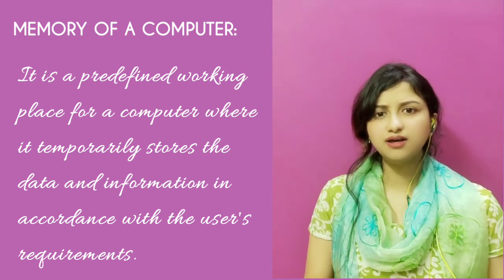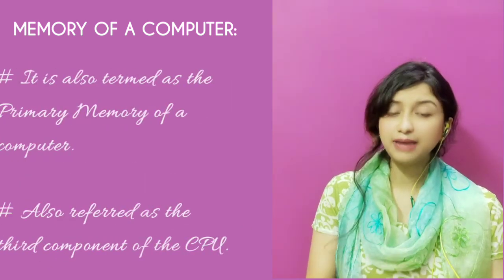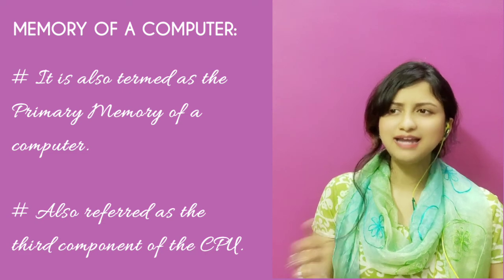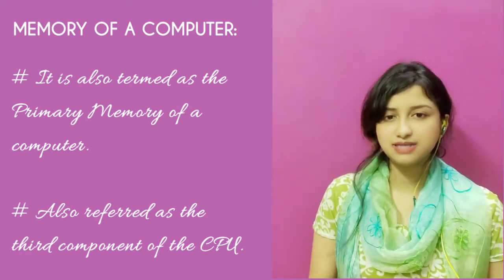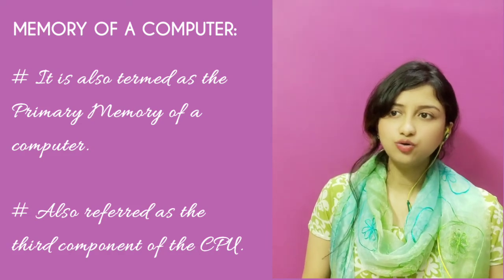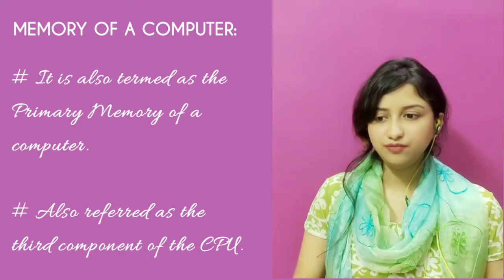Memory is also defined as the primary memory of a computer, and you can say it is also the third component of a CPU, that is central processing unit. When we talk about computer memory, we have different units of memory, like we have heard about nibble, bits, bytes, kilobytes, megabytes, terabytes, then we have zettabytes, yottabytes. So, we have a lot of memory units coming on the way.